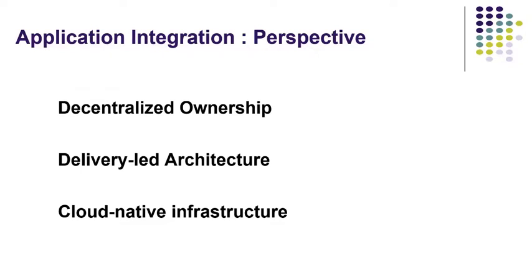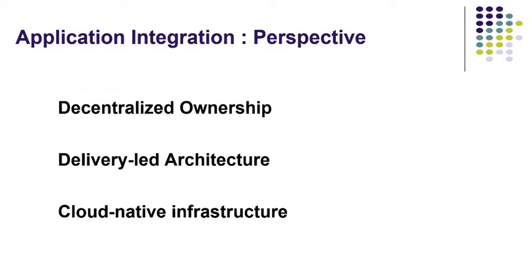With decentralized integration, your application teams can choose to own and implement their own integrations. Then we have delivery-led architecture, where integration can be deployed in fine-grained form through automated pipelines, which enables continuous integration, continuous delivery, and continuous deployment. That is called delivery-led architecture. Next comes cloud native infrastructure, where your integrations are provided as images to a container orchestration platform, which helps you standardize the deployment.